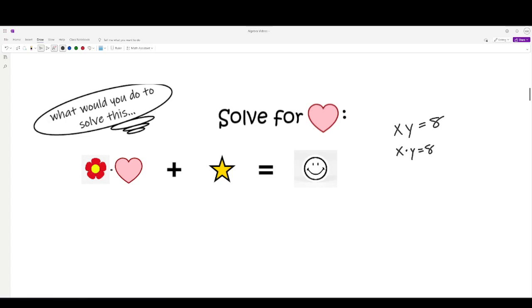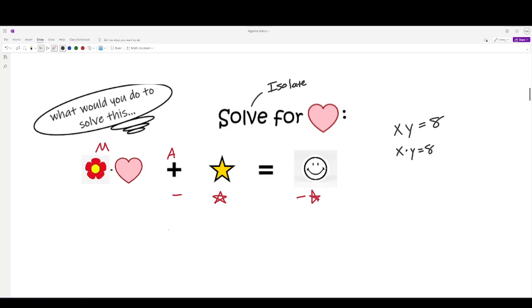If we wanted to solve for this heart shape, then we're going to need to get the heart by itself. Remember that solve means to isolate, or get that thing by itself. Identifying the operations here, we have an addition of a star and a multiplication of a flower. Just like any of our solving that we've done, we're going to undo those in reverse PEMDAS order. First, we're going to subtract star from both sides. Star and smiley face are different kinds of things, so they're not like terms.